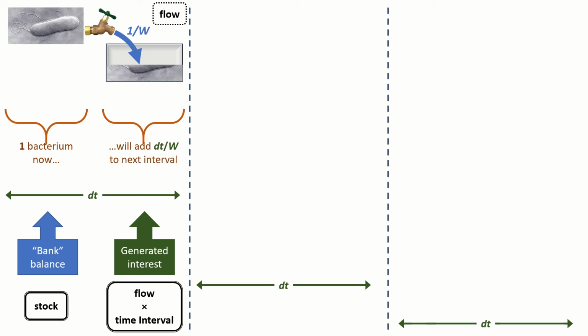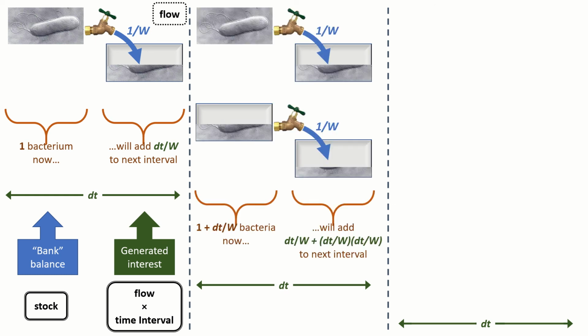So the flow is this flow rate out of each individual. And if I multiply that by the time interval, that gives me my generated interest. So I know my formula is just going to be, for my next stock, this stock plus this interest. And so that's what I get here: the next stock, the next bank balance, and the next year, so each dt you can think of as a year in the bank, is going to be my previous balance plus the interest.